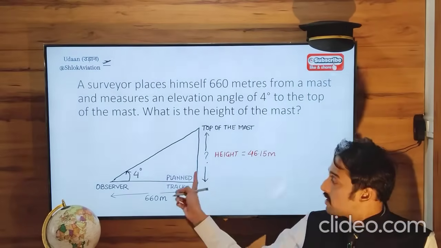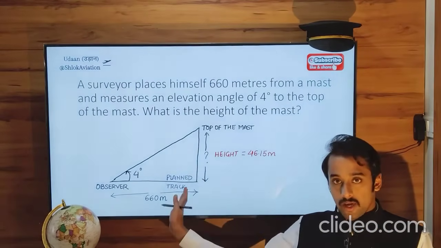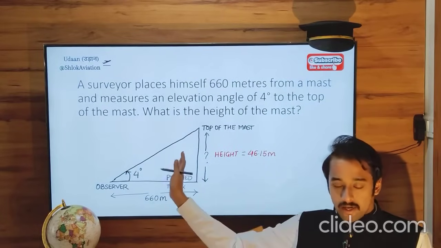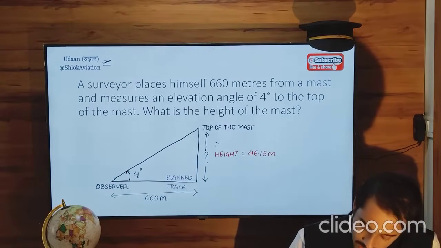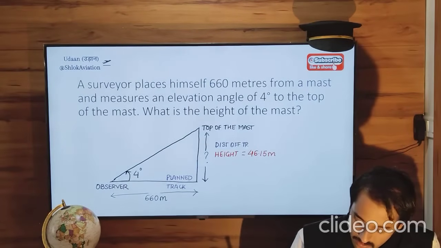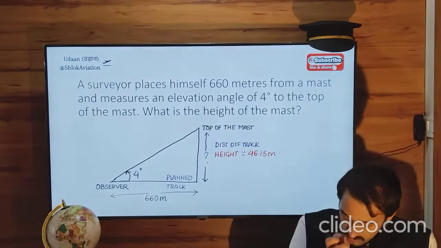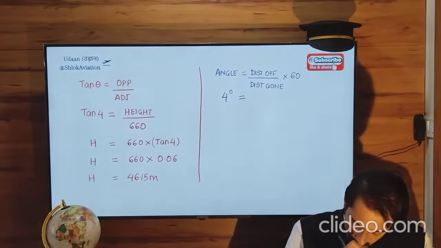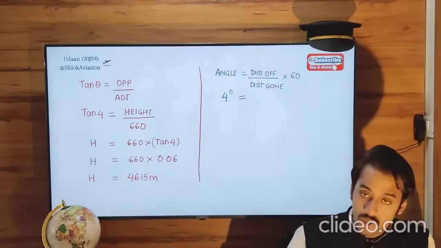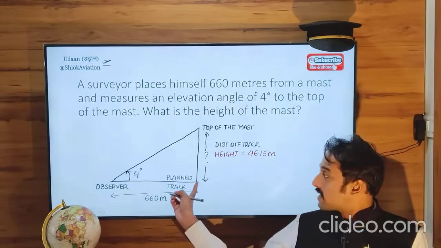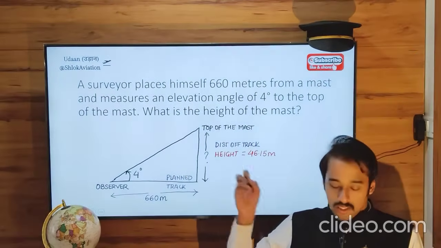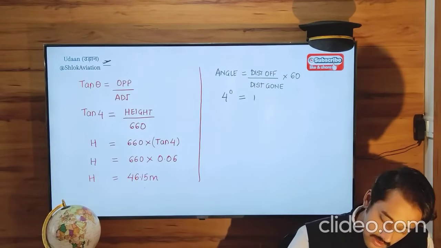So this will be your distance of track, away deviated from the planned track. Distance of track. So what is your distance of track? It is nothing but your height of the mast. So let's write it height.